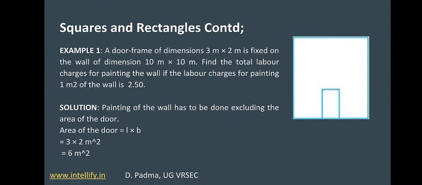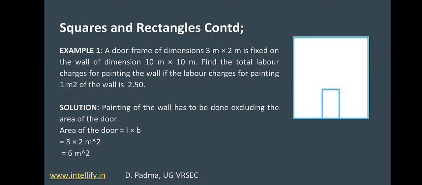Here a door frame of dimensions 3 by 2 meters is fixed on a wall of dimension 10 by 10 meters. So here there is a wall, like a square wall. On the square wall there is a rectangular door of sides 3 by 2, and we have to find the total labor charges for painting the wall. The cost of painting 1 square meter of the wall is 2.50 rupees.